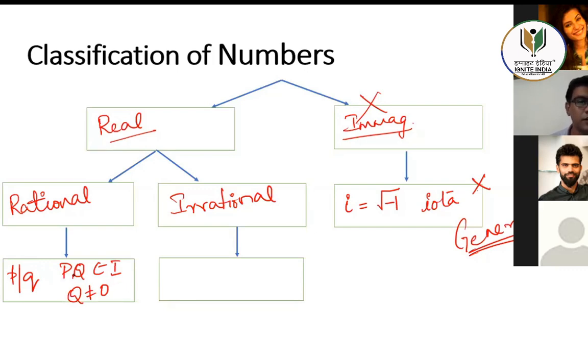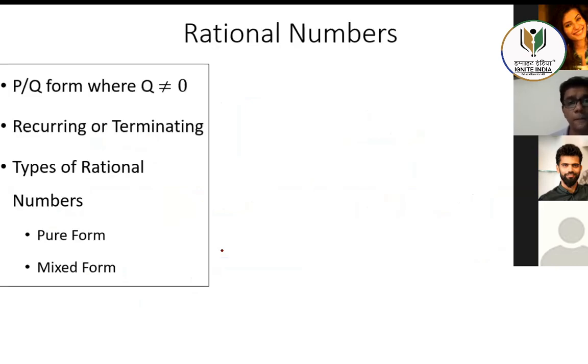So that's a basic condition here, that both P and Q should be integers and Q should not be equal to 0. Whereas an irrational number is a number which cannot be written in the form of P by Q. Here one of the values will not be an integer, or it cannot be written in the form of P by Q in a simple way. Let's keep this.